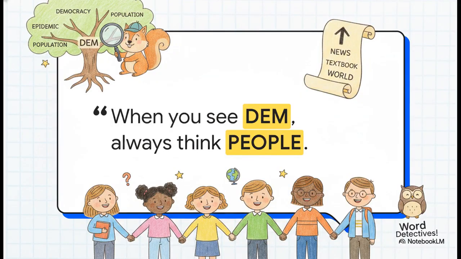Wrapping up this explainer, I'll leave you with this one final champion thought to burn into your memory. When you see DEM, always think people. These words are literally everywhere, from the evening news to your science textbook. So, armed with this 5-star foundational root, how many new mystery words are you going to decode in the world around you today?